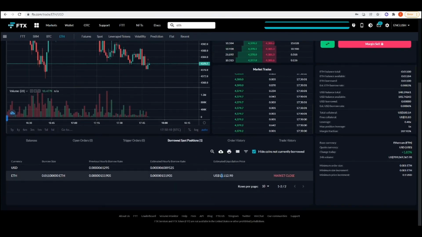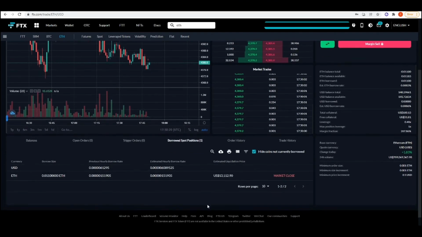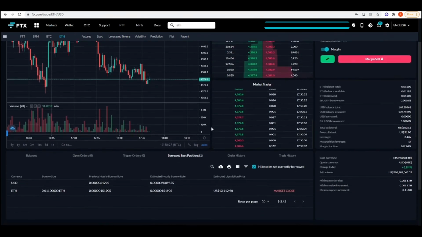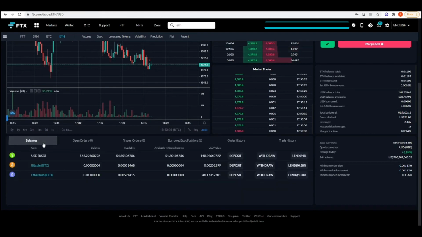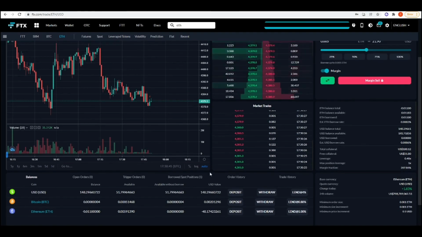My estimated liquidation price is $13,112. So if the price of Ethereum pumped all the way up to $13,112, then I lose all of my money effectively. But the chances of that happening are extremely slim. I mean, the price would have to 3x for that actually to happen to me. So this is the value of the Ethereum that I sold off, and this is the value of the USD that I now have, because I sold that Ethereum into USD. So I need to buy that Ethereum back using my USD to close this short position.